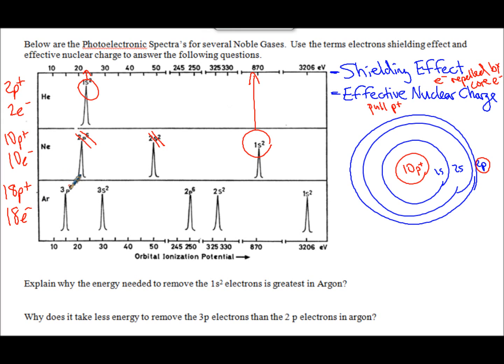These 6 electrons are shielded from the nucleus, from these 18 protons. They are shielded by 3s, 2p, 2s, and 1s electrons. They're shielded by all of those electrons. And if they're being pushed away from the nucleus by all those electrons, it would take a lot less energy to completely remove them. Which we see right here. Look, this is around 15, which is less than either of these other ones. So these electrons were easier to remove because they're being pushed away by all of those electrons.